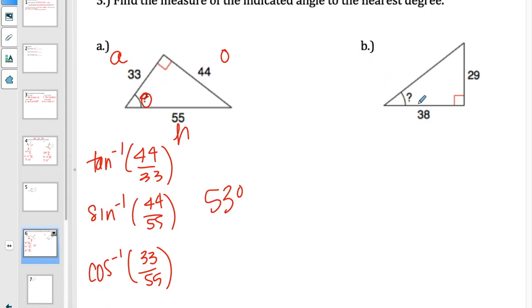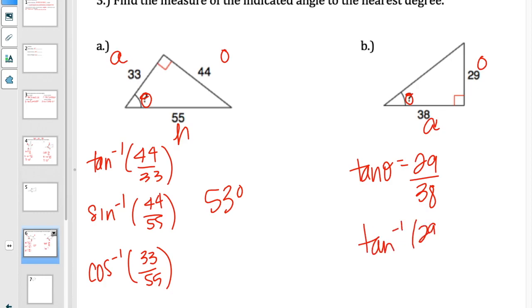But again, on this one, I don't have that luxury. Let's go to 3b. I have theta here. From theta, 29 is the opposite side. 38 is my adjacent. And so which trig function am I limited to here? Tangent. Tangent of theta would equal 29 over 38. And tangent inverse of 29 over 38 in my calculator would leave me with, do you guys agree, 37 degrees?